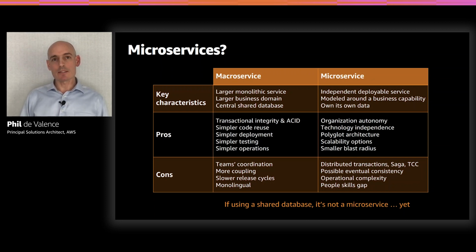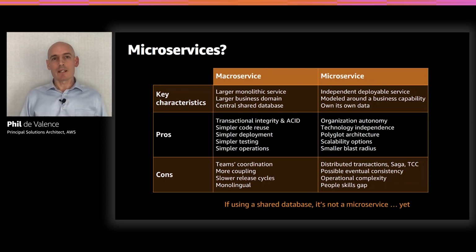A microservice owns its own data. This is so that each microservice is independent and decoupled from other services. It is also for information hiding, which prevents unintended coupling. So if you see a database shared across services, these are not microservices yet. There are many benefits around using microservices, for example, autonomy, technology choices, scalability options, reduced time to market, smaller blast radius. But there are also drawbacks and challenges with microservices.